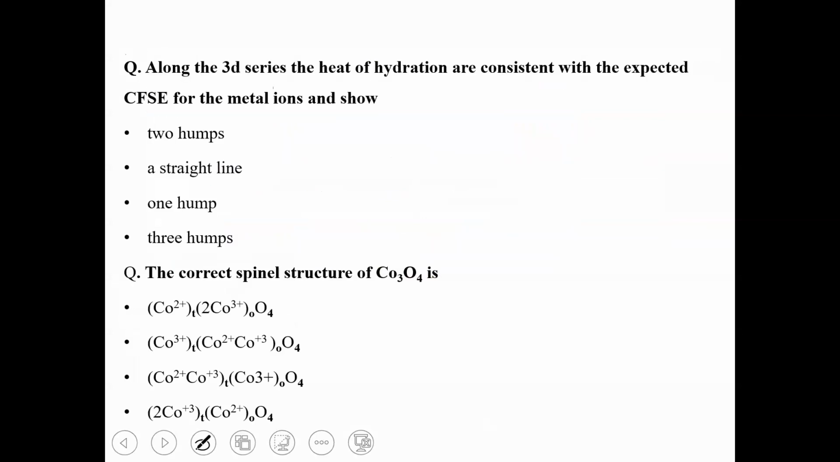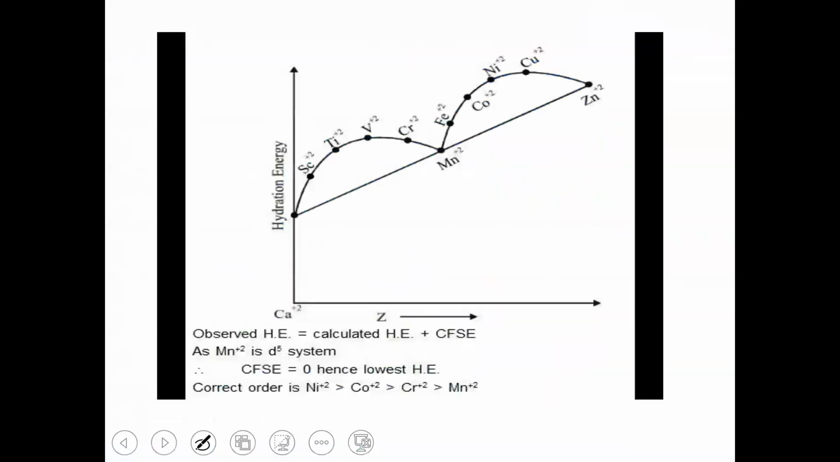Okay. So the next: along the 3d series, the heats of hydration are consistent with the expected crystal field stabilization energy for the metal ions, and so, two humps, a straight line, one hump, or three humps. In this class, I have already shown a diagram like this one. This is manganese. Okay. So you will be getting two humps, right? Let me show you the diagrams. This one. Okay.